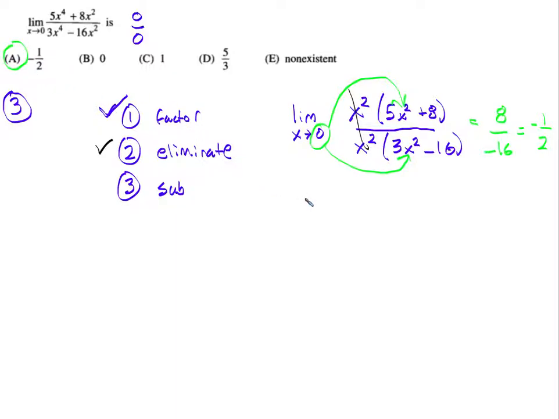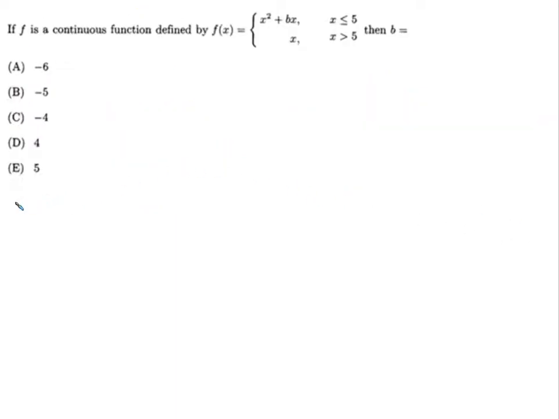All right, moving on to question number 4. So this is question number 4. We have a function that is continuous, so it already tells us it is, and it's defined by this. So what is b? All right, so whenever we're looking for b when we have a function that's continuous, there's going to be 3 steps.